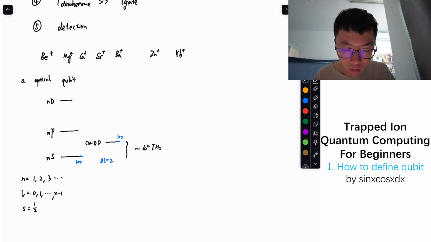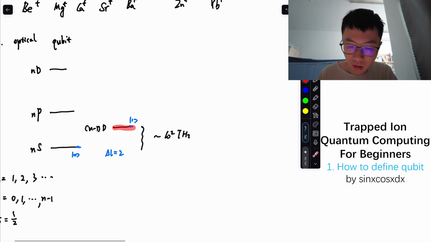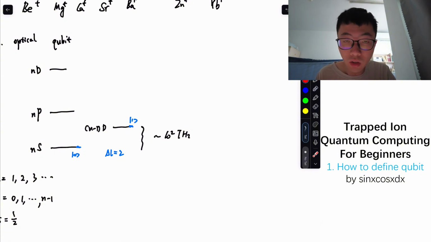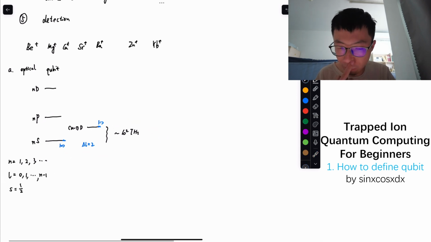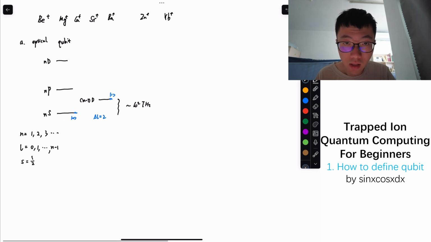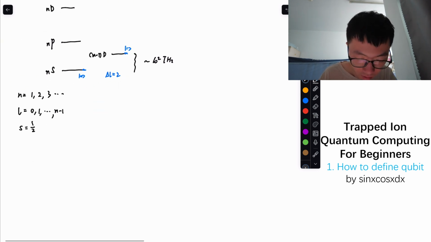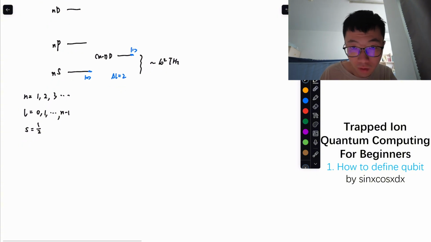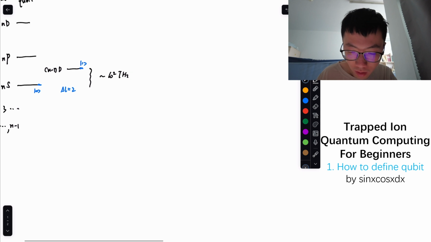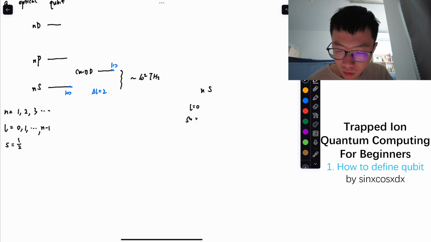And there is another way to define qubits. Although it has a lifetime of several dozens of seconds, it's not long enough. If we want it to be longer, we have to choose another kind of qubit. Let's continue to do the atomic physics deductions. We get L and S, and we know that if we calculate the L-S coupling, we can get J. Okay, that's for ns. ns is L equals 0 and S equals 1/2.